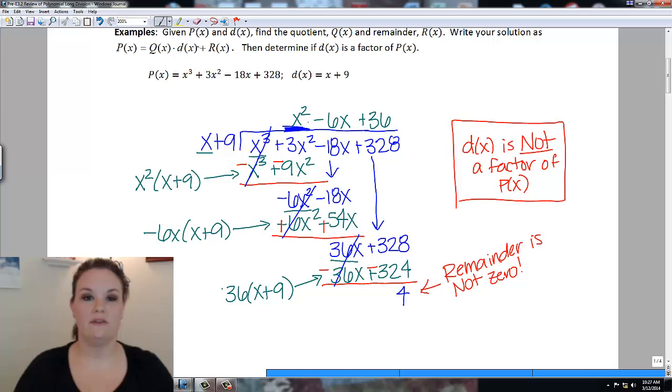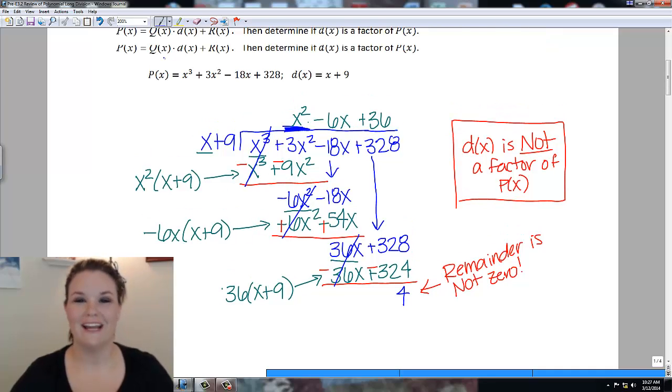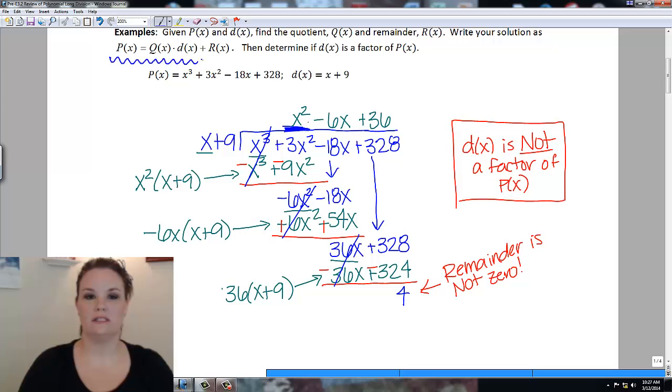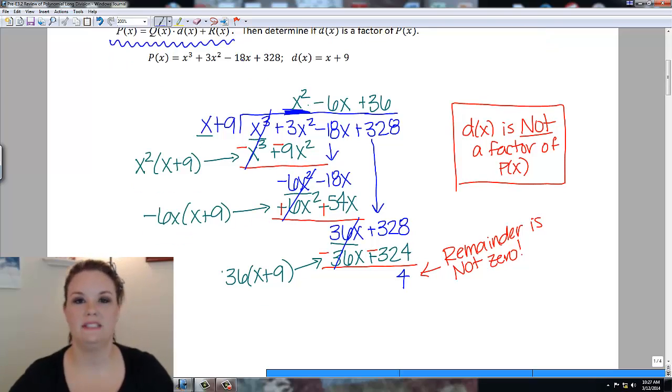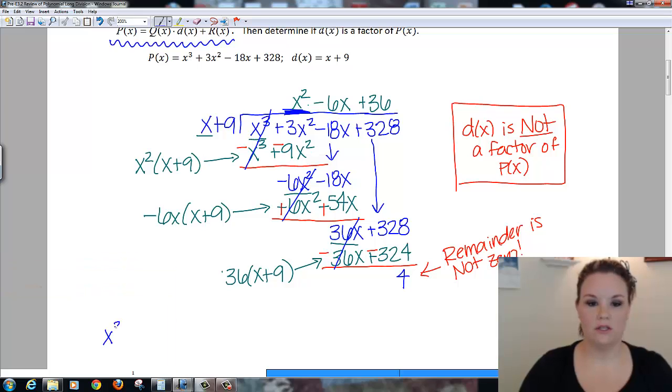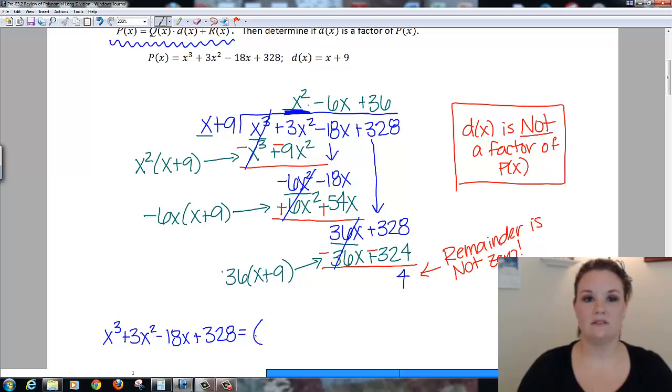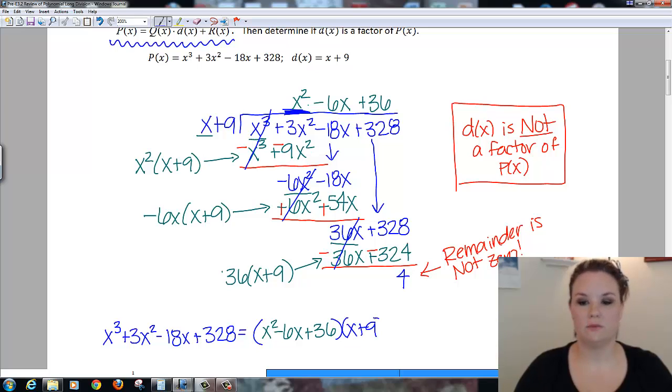I wanted to determine if it was a factor, and now I want to write it in this form. Remember, this form was p of x is equal to q of x times d of x plus r of x. So my original polynomial was x cubed plus 3x squared minus 18x plus 328. And that is the same as my quotient that I just figured out, which here I'll do in the same color so you can see, my quotient, which is x squared minus 6x plus 36, okay, times my original divisor, which they gave me, x plus 9, plus my remainder here, which in this case ended up being 4.